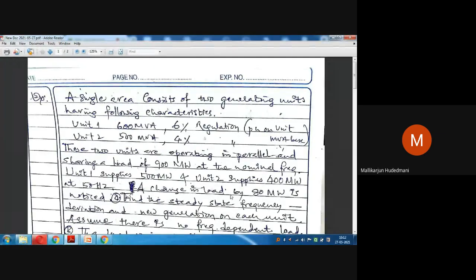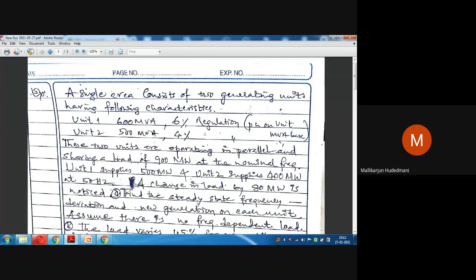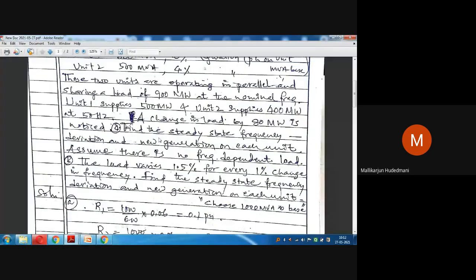A change in load by 80 megawatt is noticed. A change in load has occurred by 80 megawatt. What is our requirement to solve? The first requirement is to find the steady state frequency deviation, delta F, and new generation on each generator unit. Nothing but sharing of those units whenever there is a change of 80 megawatt load. For a change in frequency, how does the set point on each generator change? Assume that there is no frequency dependent load.